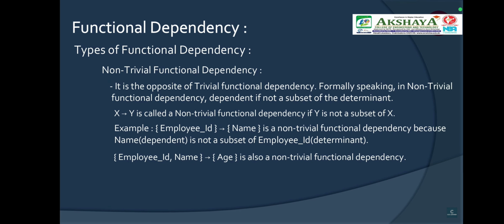Non-trivial functional dependency. It is the opposite of trivial functional dependency. Formally speaking, in non-trivial functional dependency, the dependent is not a subset of the determinant. X → Y is called a non-trivial functional dependency if Y is not a subset of X. Example, employee ID → name is a non-trivial functional dependency because the dependent name is not a subset of the determinant employee ID. Employee ID, name → age is also a non-trivial functional dependency.